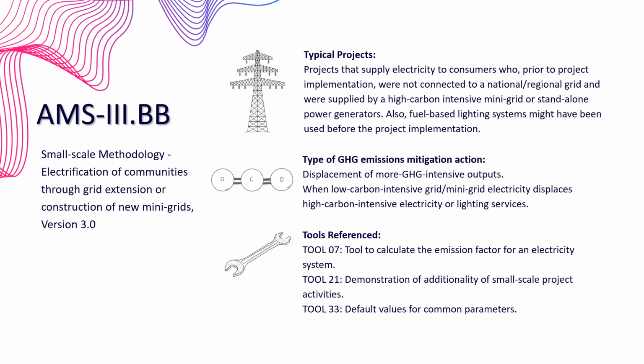So the type of mitigation action as defined by CDM is the displacement of more GHG intensive outputs. This is when low carbon intensive grids or mini grid electricity displaces high carbon intensive electricity or lighting services. The tools referenced within this methodology, and you'll also see them in our completed policy, is tool 7, a tool to calculate the emission factor for an electricity system. We also have tool 21, the demonstration of additionality of small-scale project activities, and tool 33, which is default values for common parameters. We'll also take a look at that when we go into the Excel.